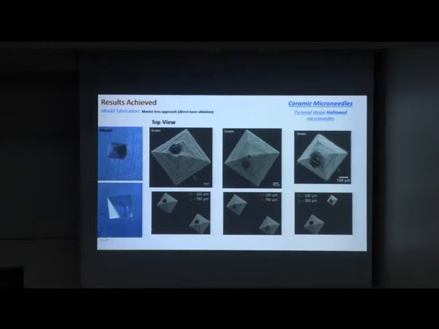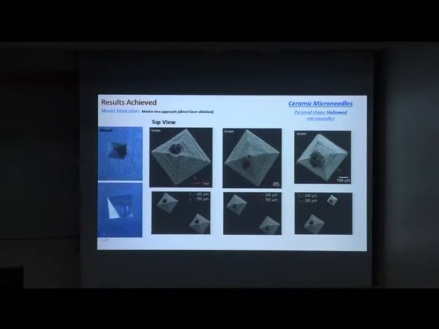So after that, in the second step, we try to obtain microneedles by a masterless approach, as I told. These are the photographs of the mold. This mold is obtained by laser ablation directly with the PDMS mold. In this case, the microneedle has a pyramid shape, and in this case we have holes also inside.